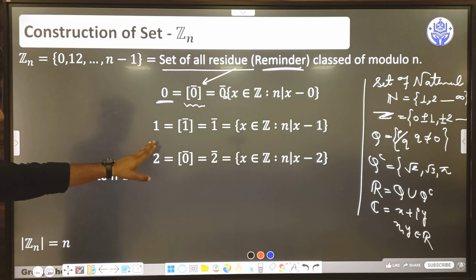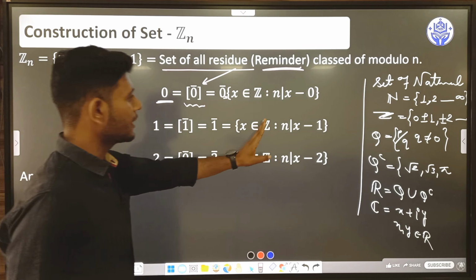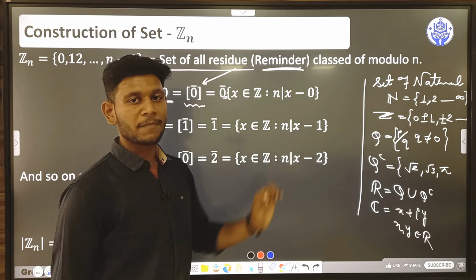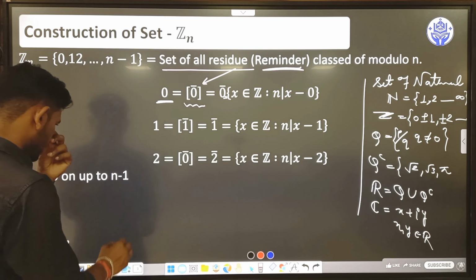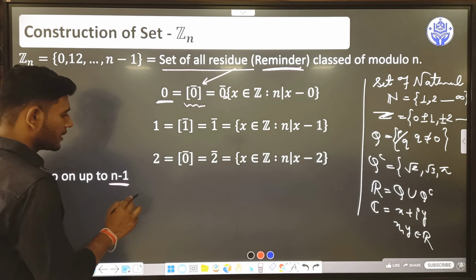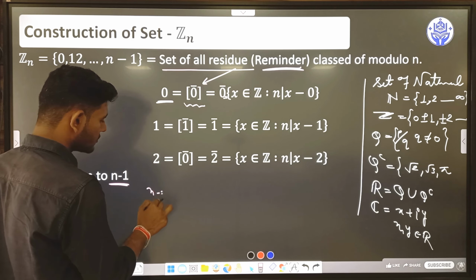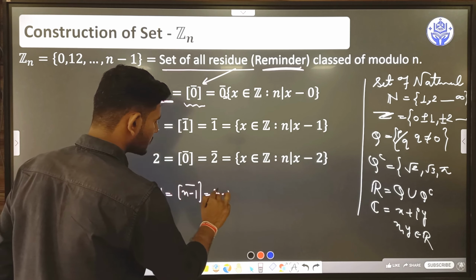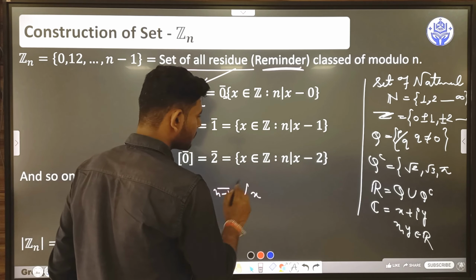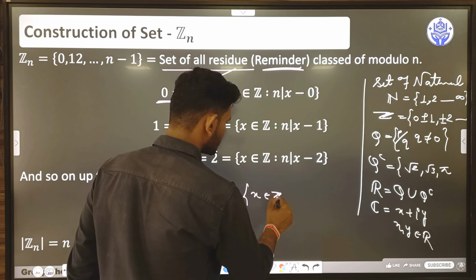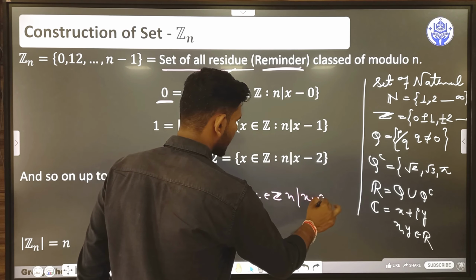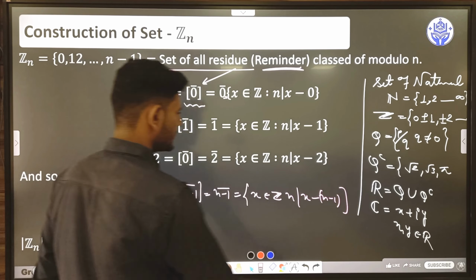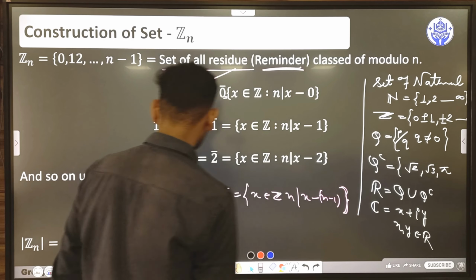And that is 1 bar. Then I will take all those x such that n divides x minus 1, n divides x minus 2, and so on. If I continue, it will go up to n minus 1. If I write n minus 1, then that is n minus 1 bar. It means n minus 1 bar residue is the set of x belonging to Z such that n divides x minus (n minus 1). This is the set.